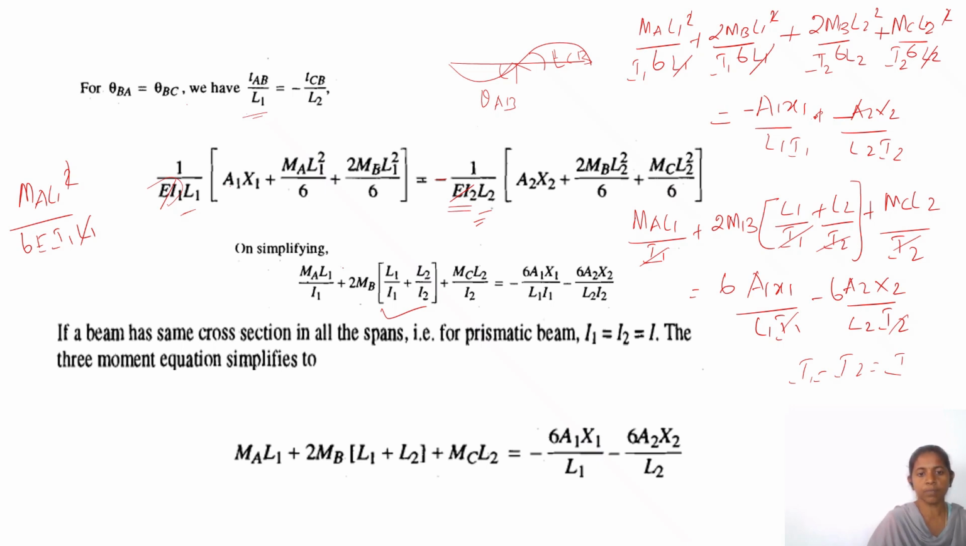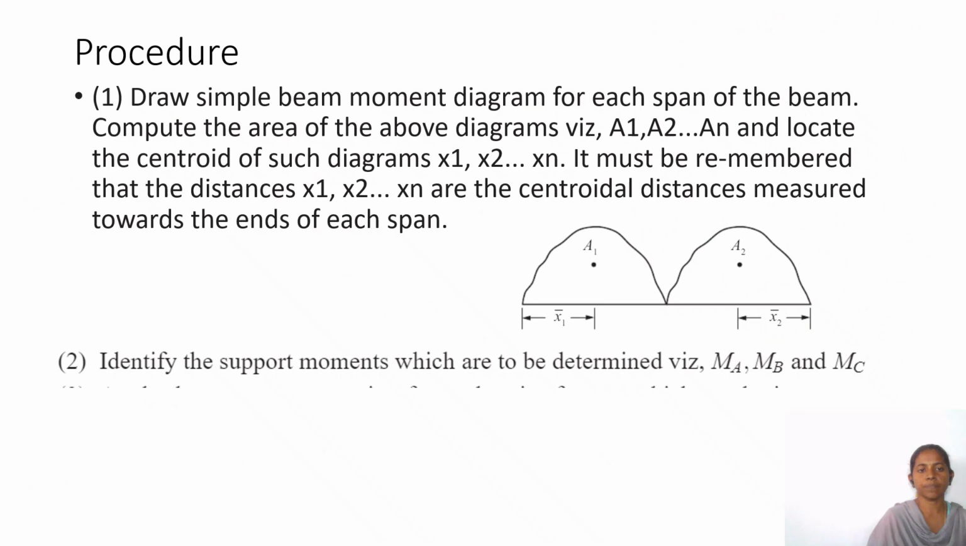From this equation we can apply the boundary conditions, or we can formulate many equations for the successive spans. If it is RA, RC and RB, we already know that moment at A equals 0, moment at C equals 0. So you can eliminate this term and this term, and you directly get the MB value if you know the bending moment area and centroid. So this is the procedure.